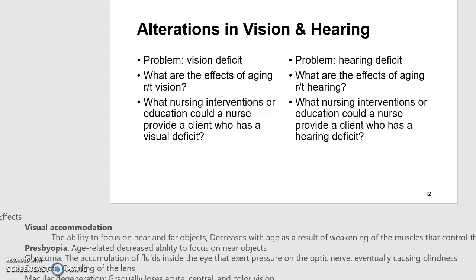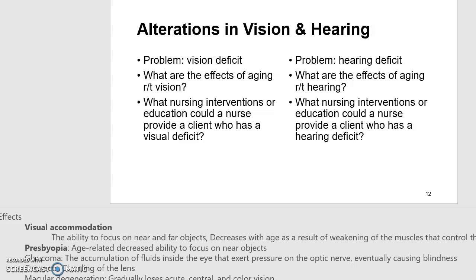When we're talking about hearing, we know that people who are aging have hearing deficit, and we know they tend to lose range in the upper levels first. So when we're talking to them, we want to make sure that we are making our voice a little bit deeper, a little bit louder, but we don't have to shout at them.